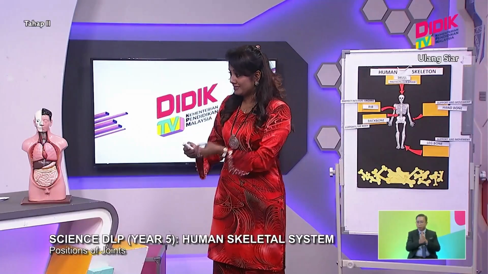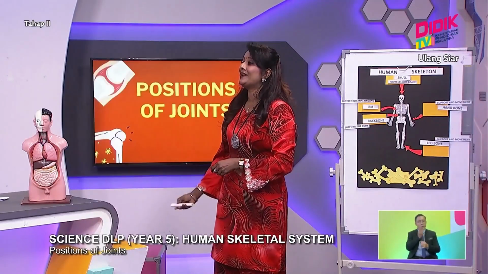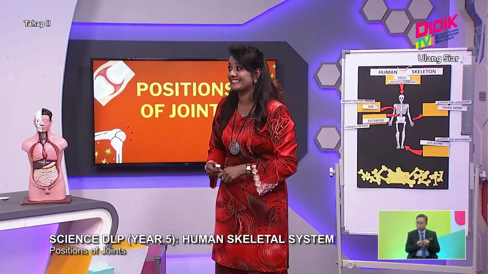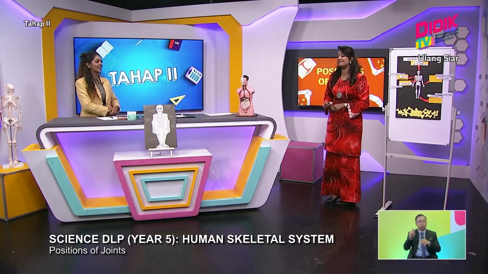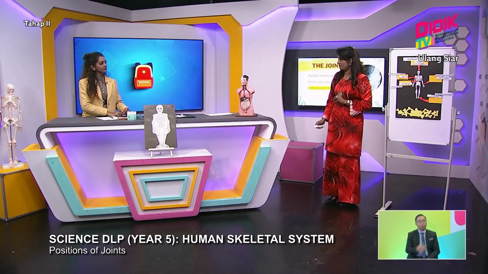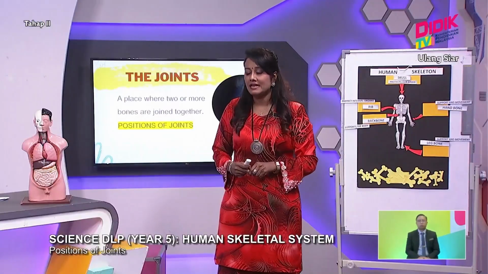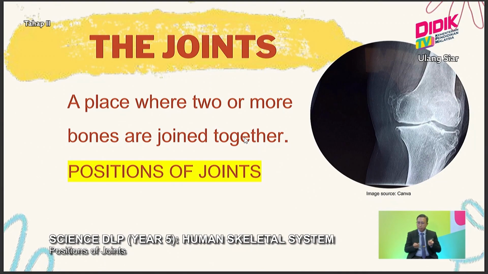For today, we are going to learn about the positions of joints, in between the bones. A joint is a place where two or more bones are joined together. For example, you can see the skeleton next to you. There are two bones joined together in the hand. You can see the joints there. That is the meaning of joints.